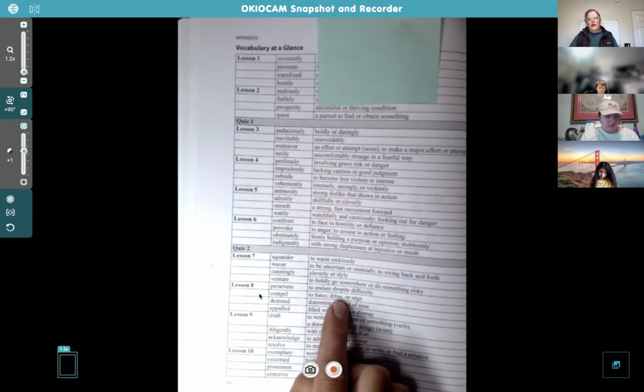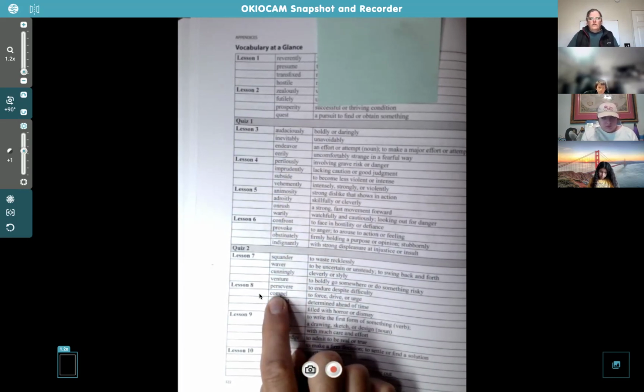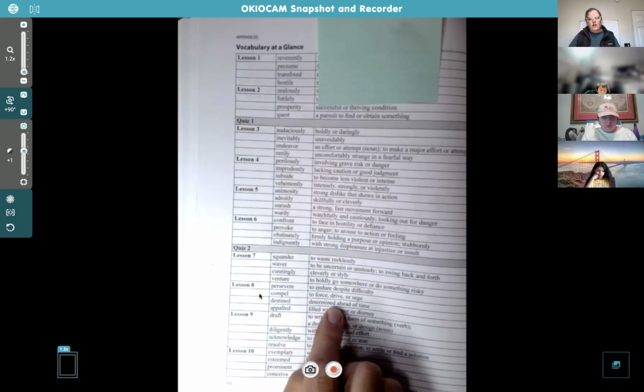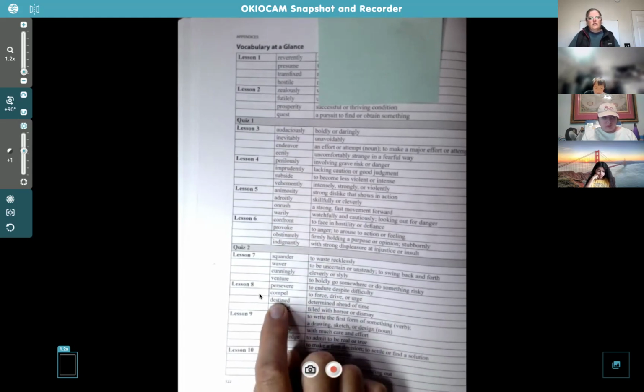Compel, to force, drive, or urge. So these Minutemen were compelled to stand their ground for battle, right? Because they wanted to protect their land. So they were compelled. That's a verb, okay? Compelled, you could put ed on that. Destined, another verb. It's determined ahead of time. So they were destined, like the war was destined to happen, right? It was just destined to happen because the anger and the tensions were high.